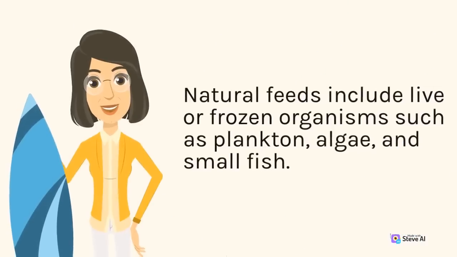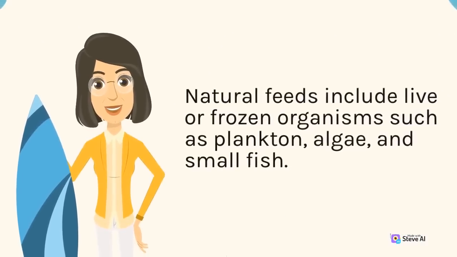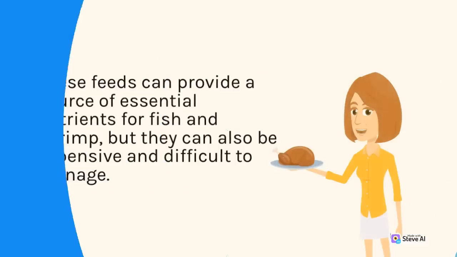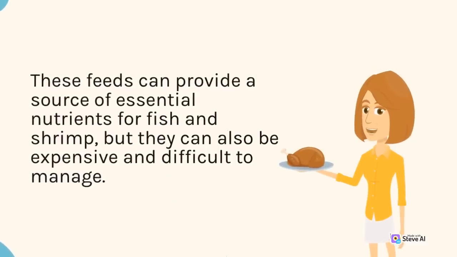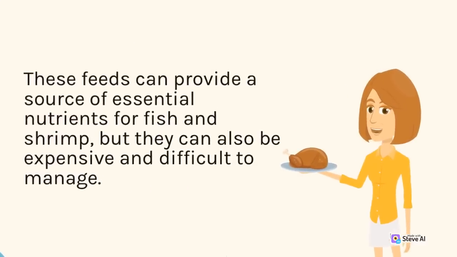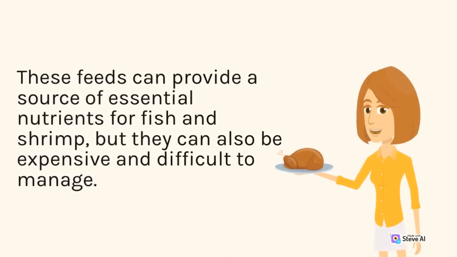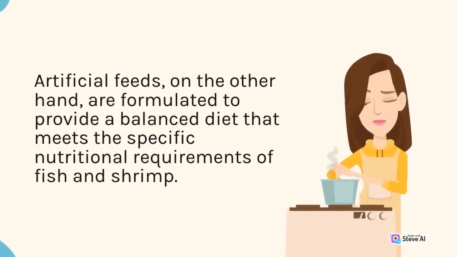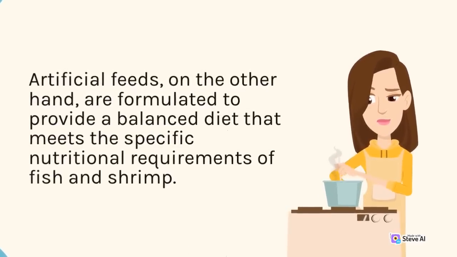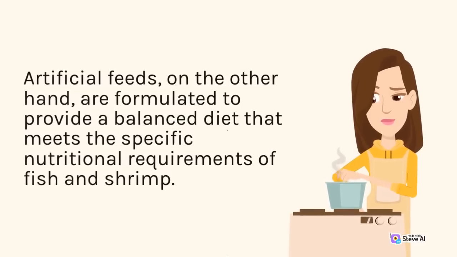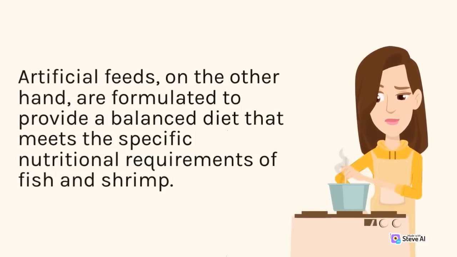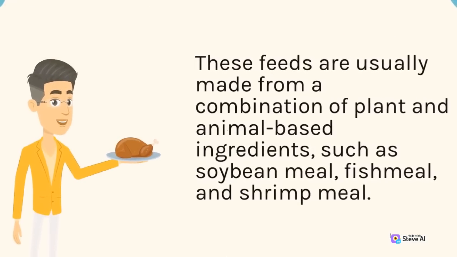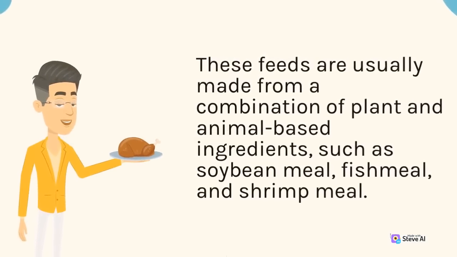Natural feeds include live or frozen organisms such as plankton, algae, and small fish. These feeds can provide a source of essential nutrients for fish and shrimp, but they can also be expensive and difficult to manage. Artificial feeds, on the other hand, are formulated to provide a balanced diet that meets the specific nutritional requirements of fish and shrimp. These feeds are usually made from a combination of plant and animal-based ingredients, such as soybean meal, fish meal, and shrimp meal.